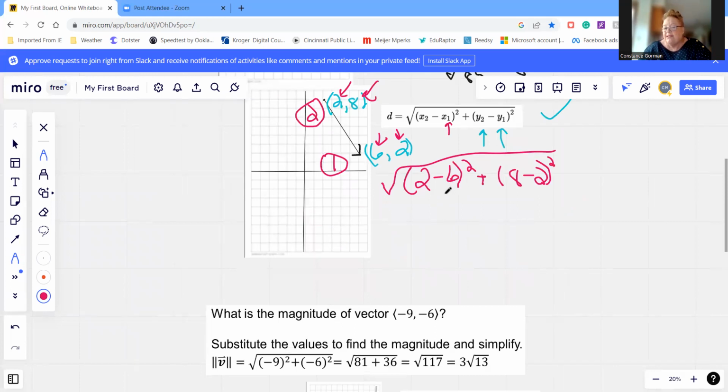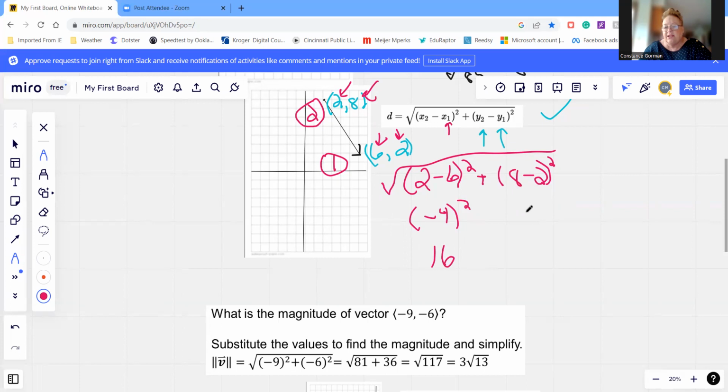So 2 minus 6 is -4. Just to show you, some of you may already know the answer, but a lot of students make careless errors here because they forget that this right here means -4 times -4. And if you recall, a negative times a negative is a positive. So this is going to equal a positive number, and that answers 16.